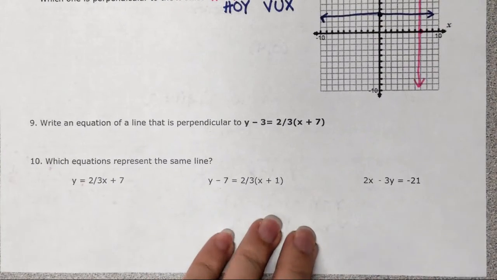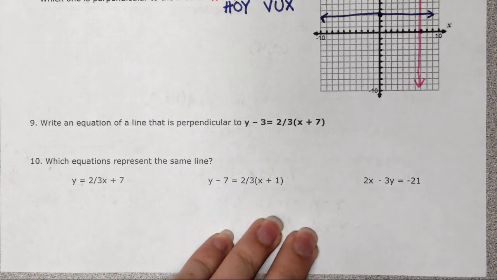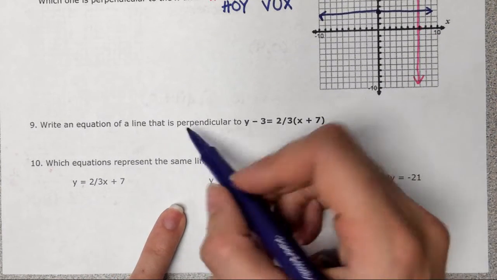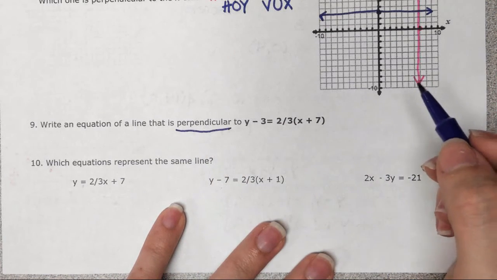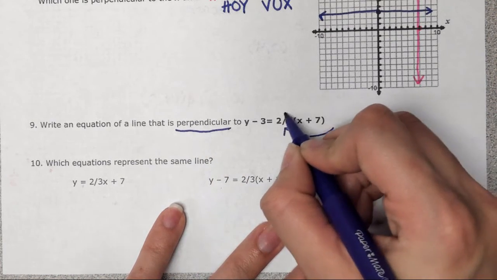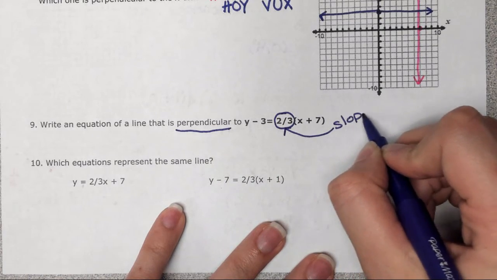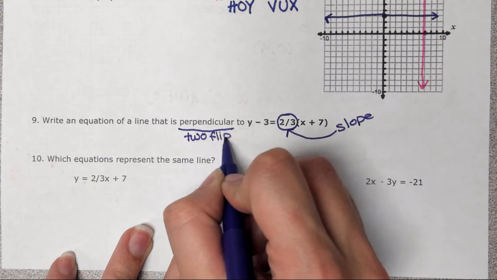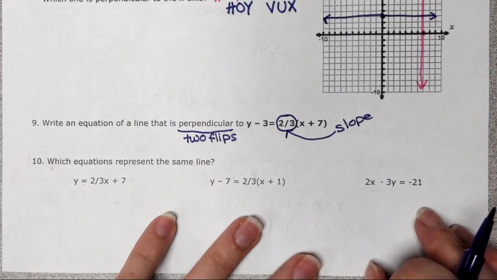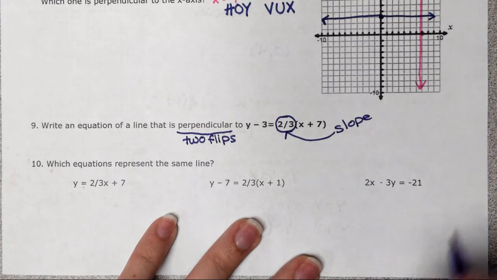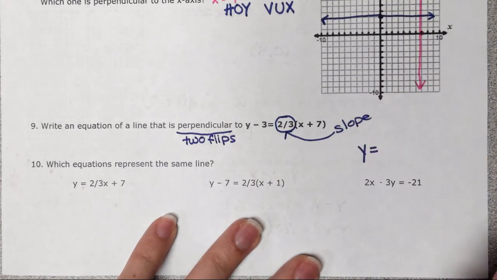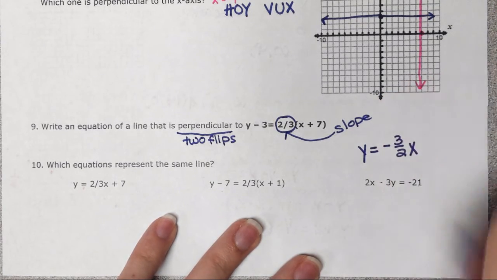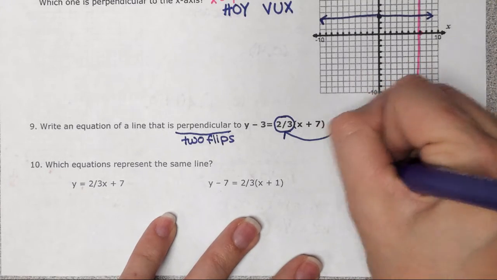On number 9, write an equation of a line that's perpendicular to y minus 3 equals 2/3 x plus 7. All we really need for perpendicular is to find the slope. This is point slope form. This 2/3 right here is the slope. Perpendicular tells us to do 2 flips. We're going to flip the sign and flip the fraction. You could keep the rest of it the same, or you could make your own equation. Y equals, to flip 2/3, it becomes a negative 3 over 2, and then x. It doesn't matter what the y-intercept is.